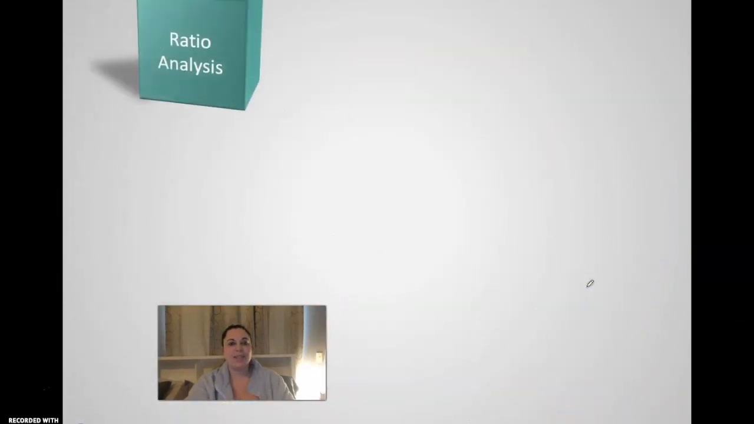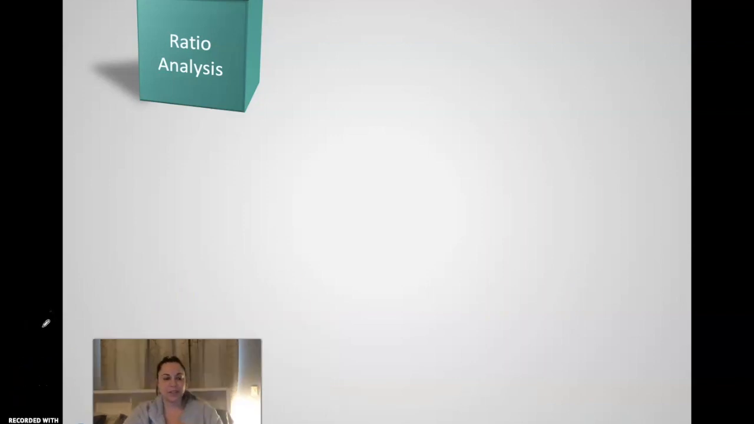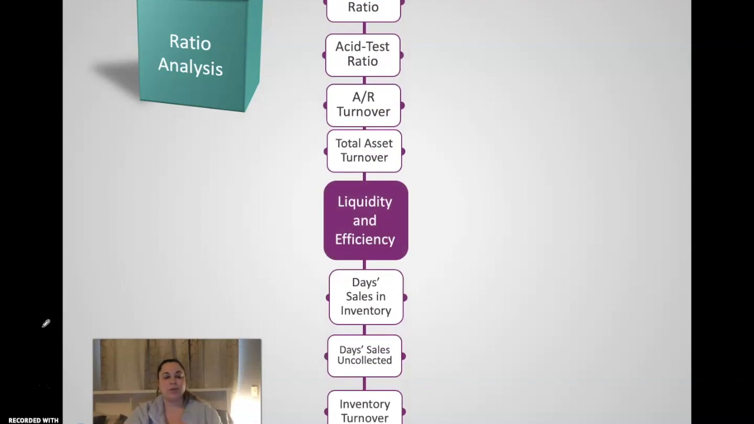Okay, now the last main topic we're going to be going over is the ratio analysis. The ratio analysis is going to be probably the more difficult part of this chapter, because there's a lot of formulas for us to go over. So this is where the building blocks from earlier comes into play. We have the liquidity and efficiency ratios, and I'll be going over all of these separately coming up. So we have current ratio, acid test ratio, accounts receivable turnover, total asset turnover, days sales in inventory, days sales uncollected, and inventory turnover. So there's a lot of formulas here.